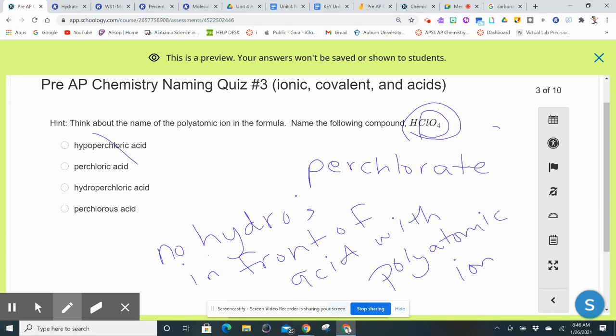Okay, so that's going to take out that one. Or actually, I'm sorry. That's going to take out this one. Okay? Hypoperchloric acid, that's a different polyatomic ion. Okay? So that comes out. Perchlorous acid would be if the ending was ite, not ate. So that makes that one out. So it's perchloric acid. Okay?